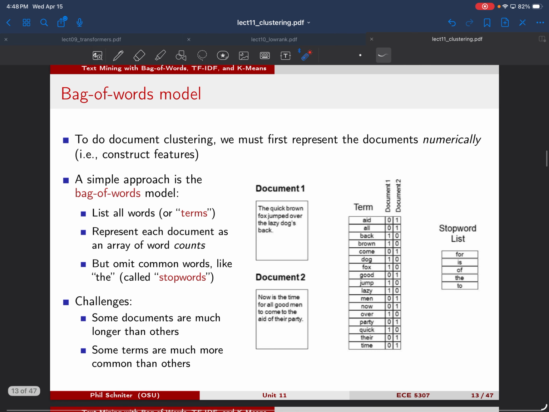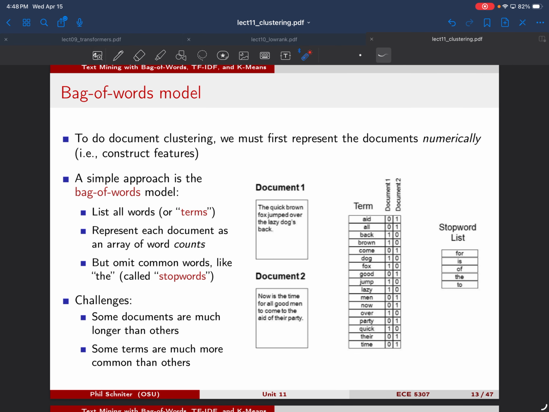Okay, so the first thing we have to do now is convert these strings to numerical vectors, feature vectors that we can somehow use for k-means or whatever other algorithm we want to apply. And so we're going to use a pretty simple approach called the bag of words model. And for the bag of words model, what you do is you have all these documents, and you make a list of all the different words that are used in all these documents, and these are often referred to as terms rather than words.